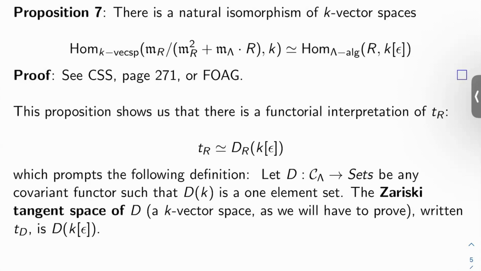It shows me that there's actually a functorial interpretation of the Zariski tangent space, because T sub R is isomorphic to D sub R of K bracket epsilon, essentially by the proposition, right? But that prompts the following definition. Let D from C lambda to sets now be any covariant functor such that D of K is a one element set, like we had up there, D sub R of K was a one element set. The Zariski tangent space of the functor D, which will be a K vector space that we'll have to prove, and we'll do that today, written T sub D is, well, what should it be? It should be D of K bracket epsilon, right? Because T sub R was isomorphic to D sub R of K bracket epsilon in our specific case, okay?